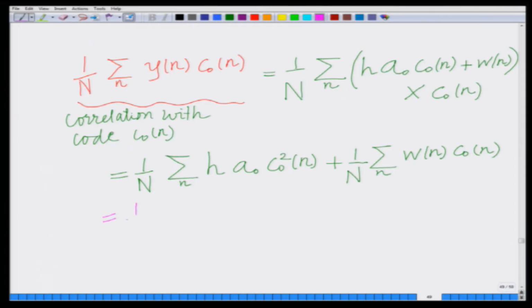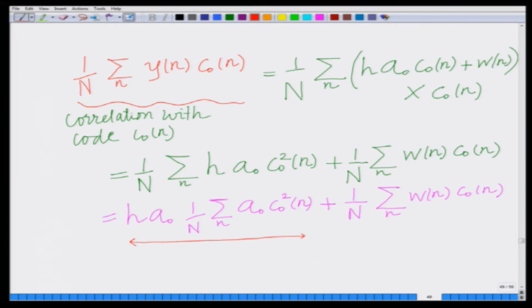Which is equal to, again let me simplify this further, because h and a0 are common, I can take them outside the summation, so I can write this as h a0 times 1/N summation over n of c0 squared[n], plus 1/N summation over n of w[n] c0[n], and now this is our signal part, and this is our noise part.